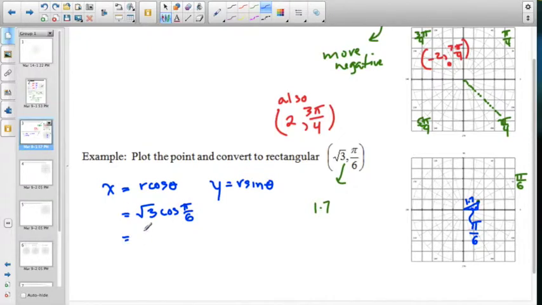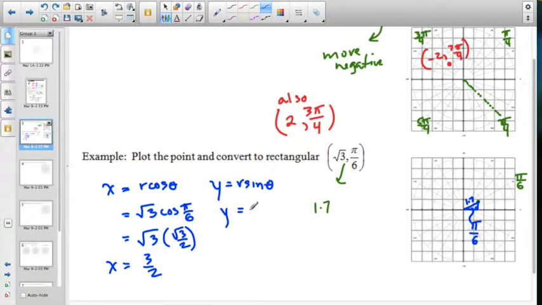Okay, so if you know your exact values for cosine of pi over 6, we know on the unit circle, cosine of pi over 6 is root 3 over 2 over and up a half. So this is the square root of 3 times the square root of 3 over 2, which gives us 3/2. So we are over what? It's about 1.5. If you notice, that's over about 1.5.